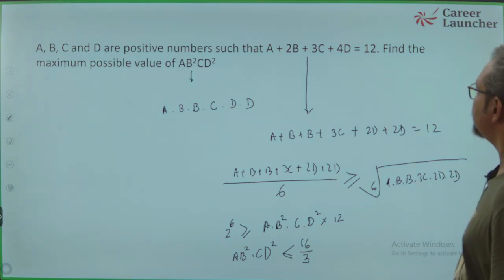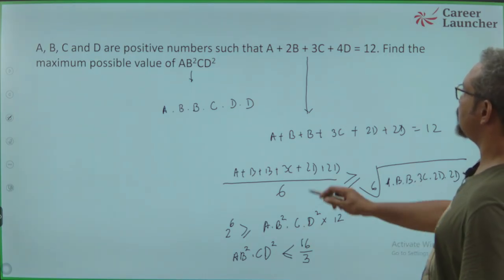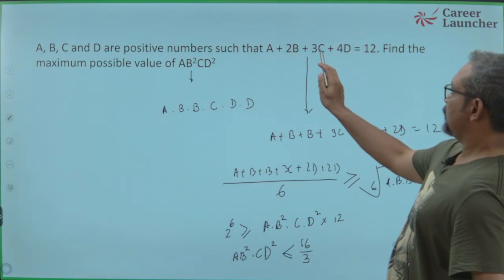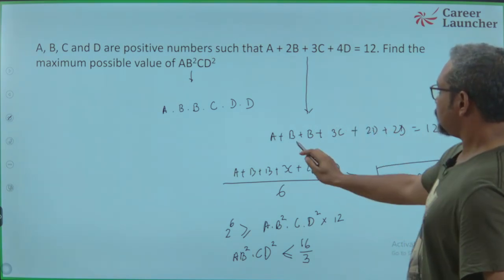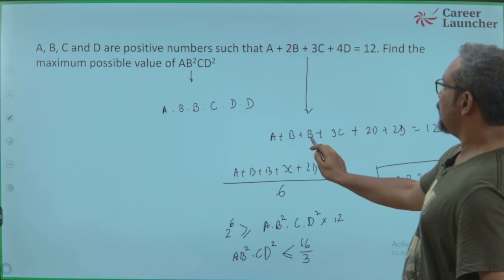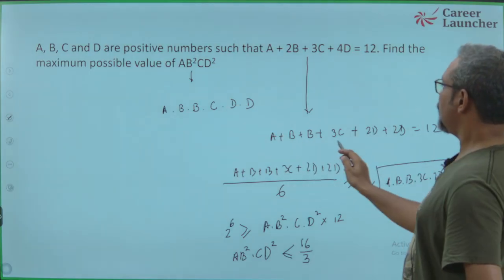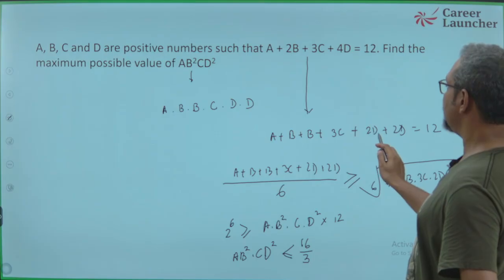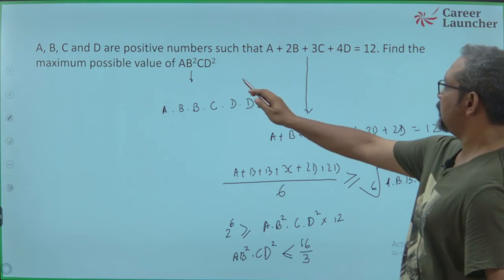Okay. Let's just quickly go through this once. So a, 2b, 3c and 4d we had. We split it as a, b and b because I need b squared. I kept the c as it is. And I split 2d and 2d because I need d squared as well.